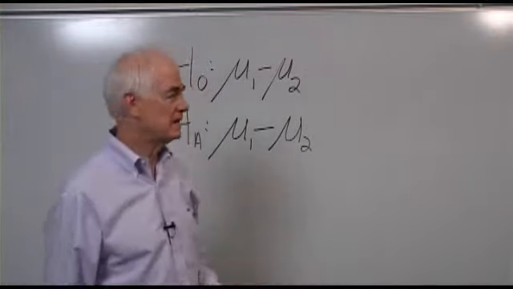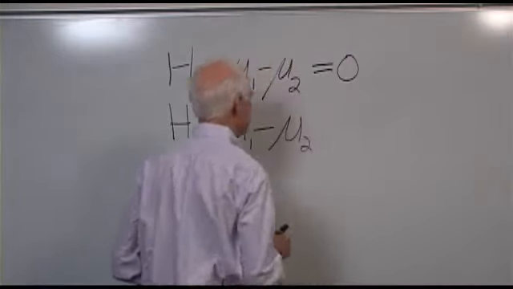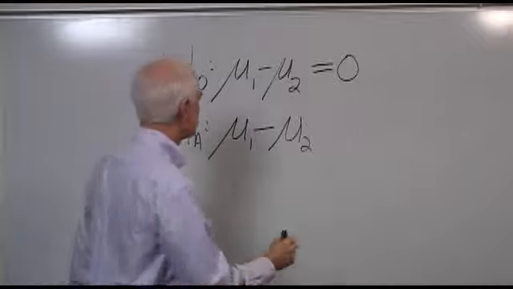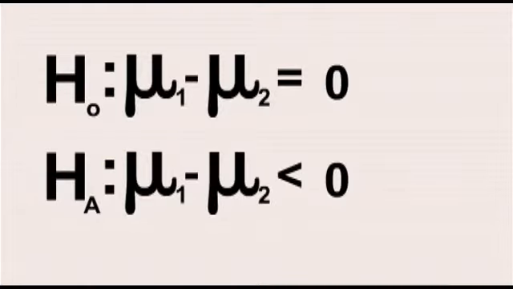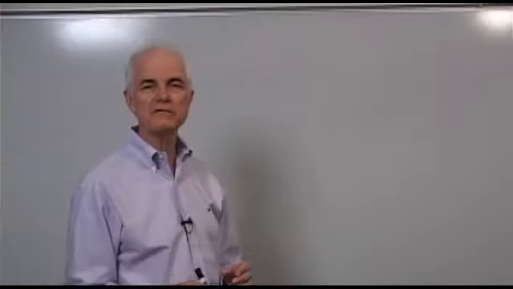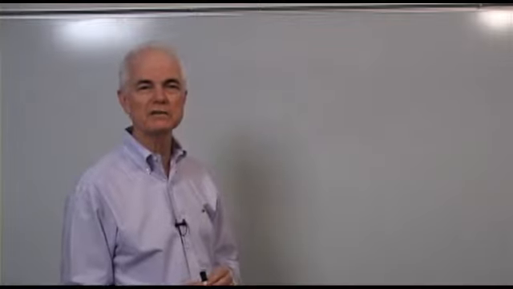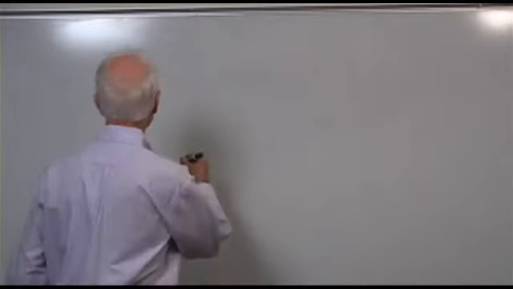If you're doing a one-tailed test, while we leave the null hypothesis equal to 0, the alternate hypothesis will be either greater than 0 or less than 0. And this would be the case of the one-tailed test. The t formula for testing the difference in two population means is kind of a big formula. And so we're going to write it now and take a look at it.